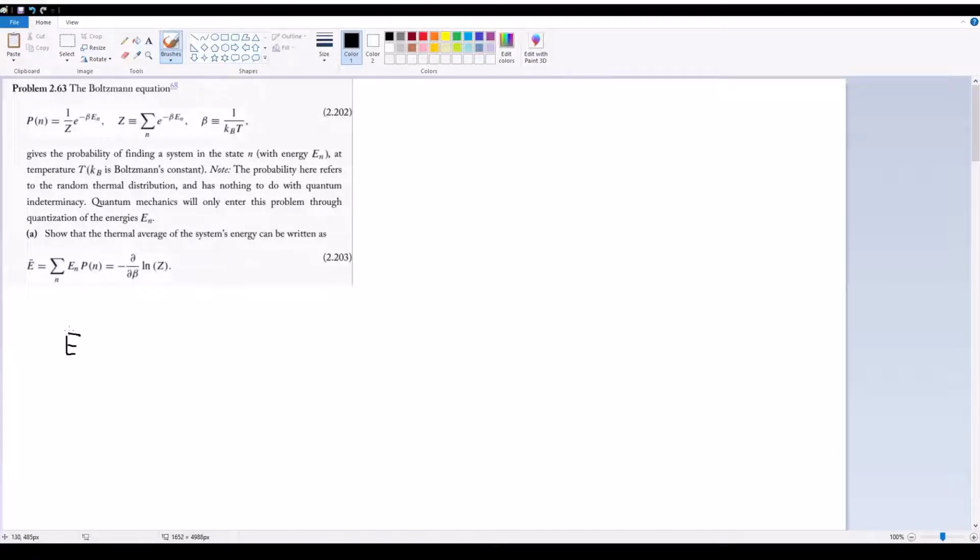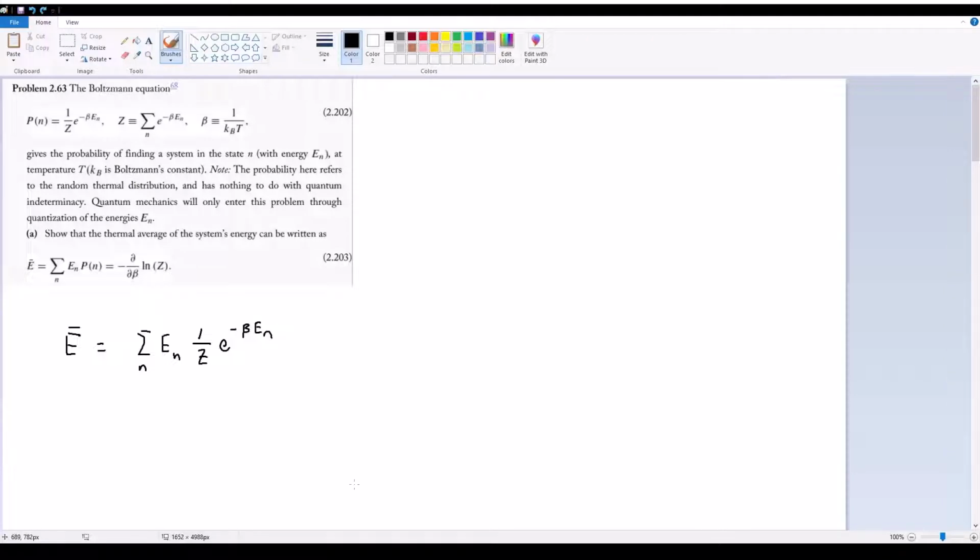So the average energy can be rewritten as the summation over n of E_n multiplied by P_n, which we're going to replace with 1 over Z multiplied by e to the negative beta times E_n. So all I've done is take this P_n and replace it with this P_n.